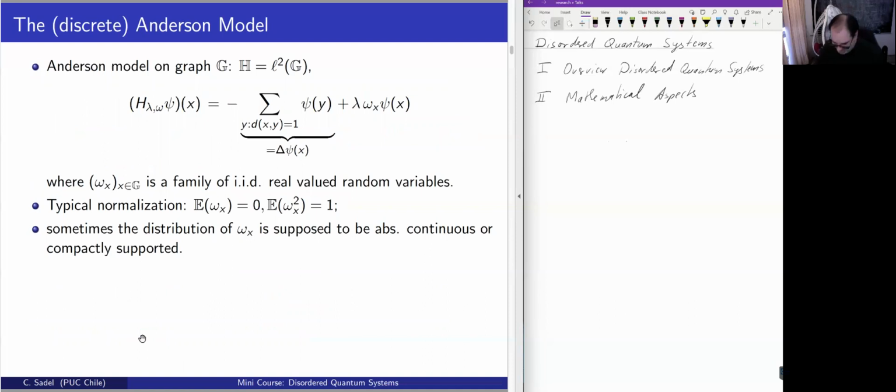So the most prominent example of this type of models is the Anderson model, named after Anderson, who kind of started with this paper on this kind of theory.